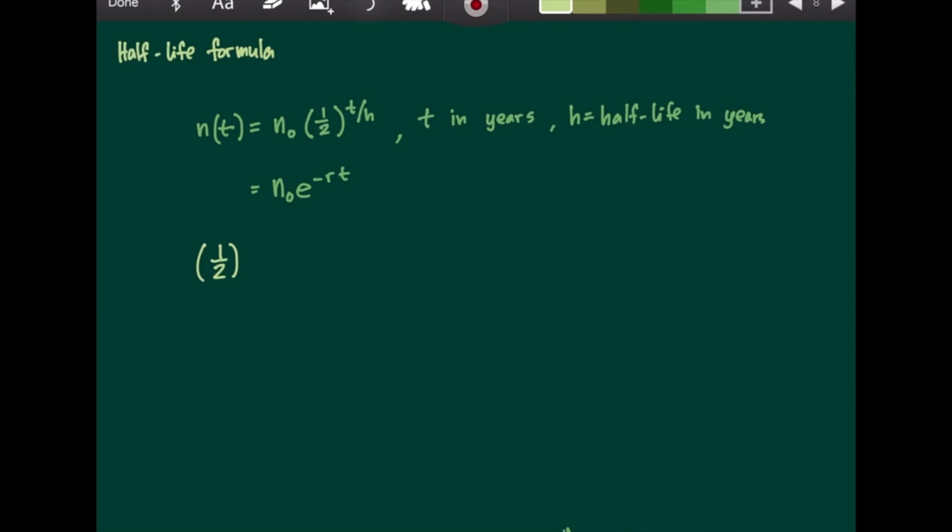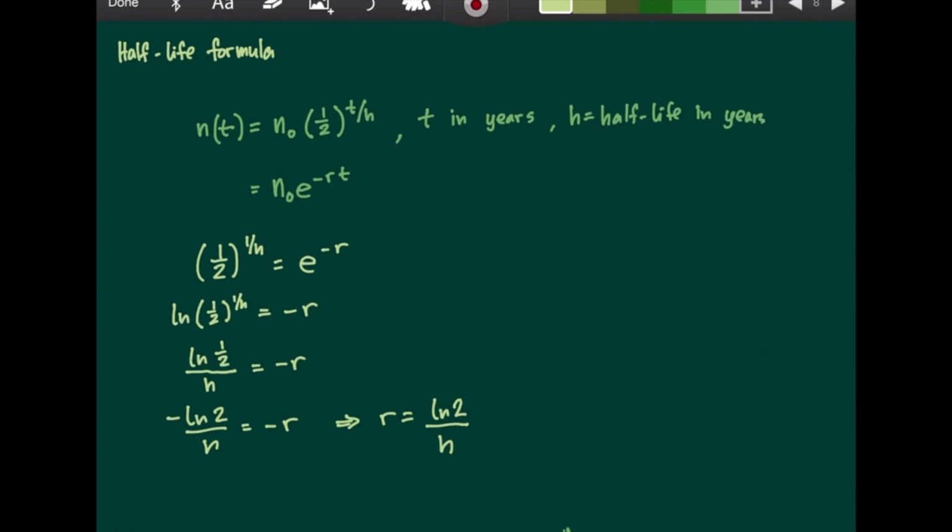So, pareho silang raised to t. So, tanggalin na natin yung t and just look at e raised to negative r is equal to 1/2 raised to 1 over h. And we take the ln of both sides. We'll get ln of 1/2 raised to 1 over h. This is equal to negative r. And then we bring down yung exponent na 1 over h using laws of logarithms. We'll get ln of 1/2 over h equal to negative r. But ln of 1/2 is negative ln of 2, over h still equal to negative r. And we'll get r is equal to ln of 2 over h, which is the formula na nakita natin kanina.